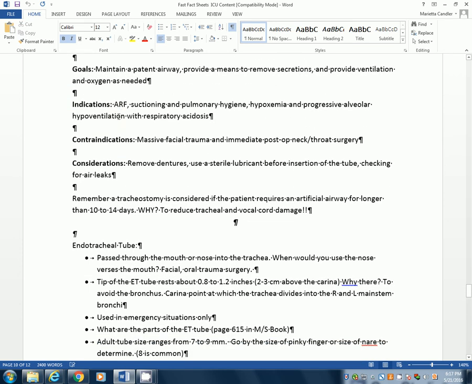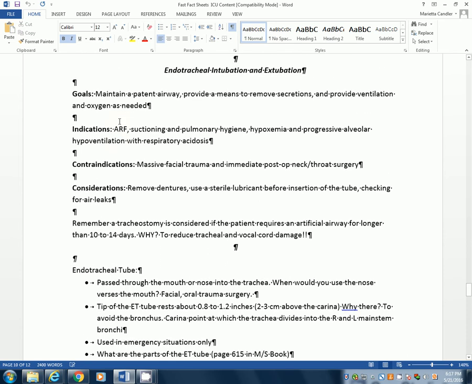Indications: it could be acute renal failure that could be a reason someone needs to be intubated. Suctioning and pulmonary hygiene, hypoxia, someone who's had progressive hypoventilation with respiratory acidosis. There's lots of different indications.